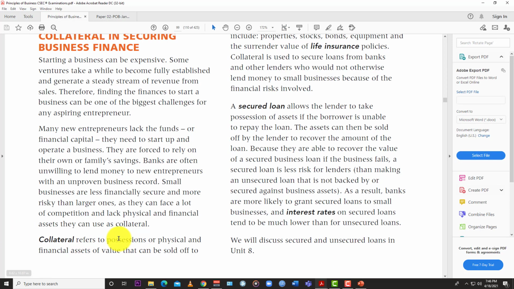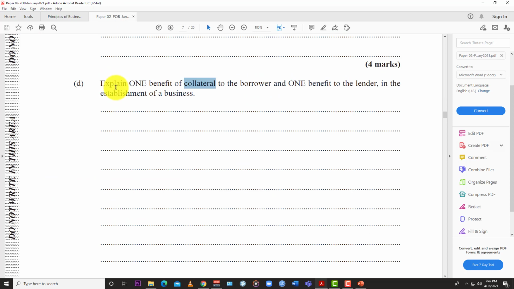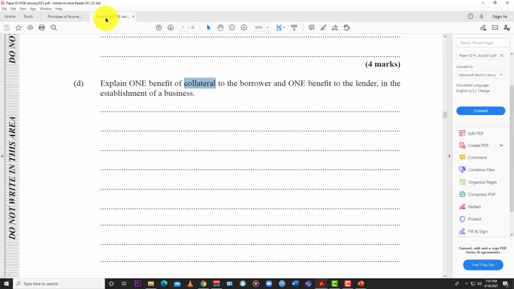So collateral refers to possessions or physical and financial assets of value that can be sold off to raise cash to repay a loan. For example, you have properties, stocks, bonds, equipment, and life insurance policies. Those are just some examples of collateral. Now, the question is asking us, explain one benefit of collateral to the borrower. So let's handle the borrower first. Now for the borrower, a key thing, let's say here, is in establishment of a business.